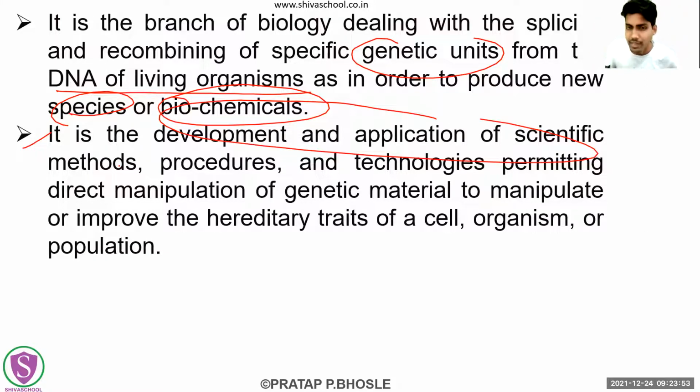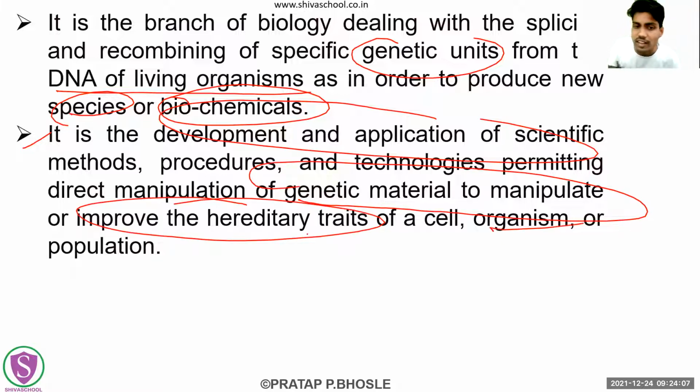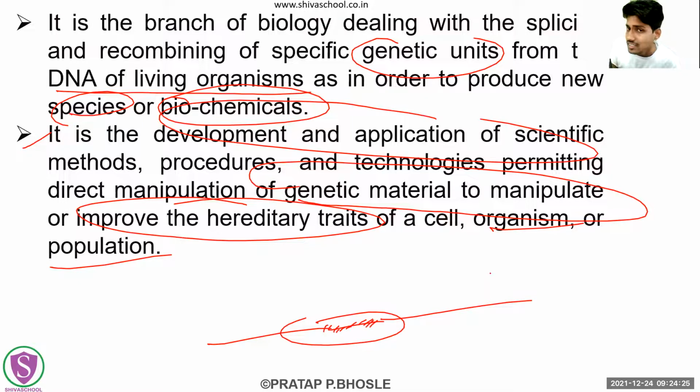Another definition is the development and application of scientific methods. We apply and develop scientific methods in this recombinant DNA technology, ultimately to manipulate the genetic material to improve the hidden traits of a cell, organism or population. Suppose you want a certain genetic disease to be removed. If it is possible with recombinant DNA technology to find the particular thread of gene responsible for that hereditary disease, then you may be able to completely exclude this gene from that population. If you exclude that gene, you exclude that disease.